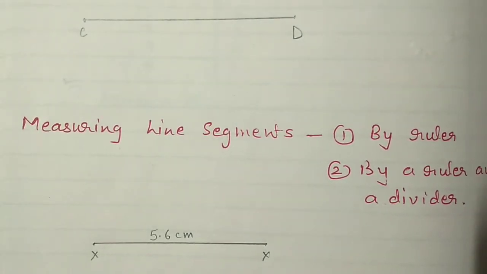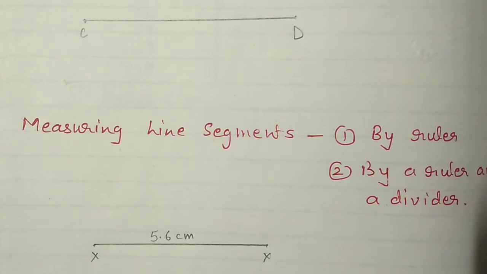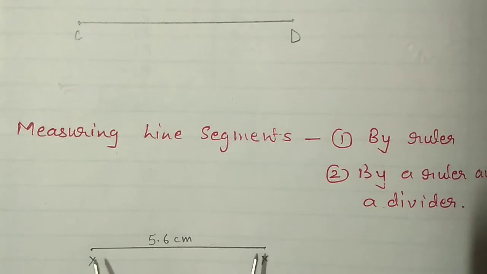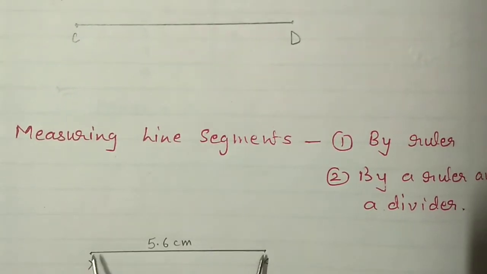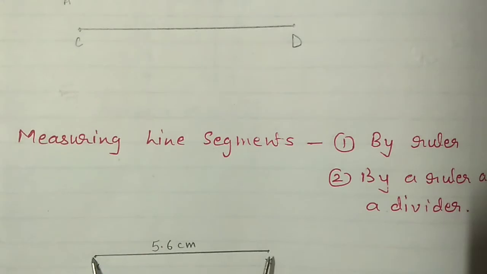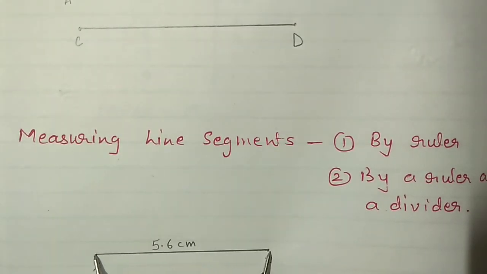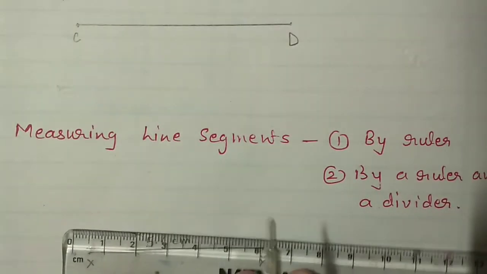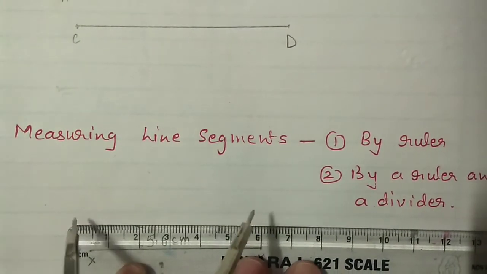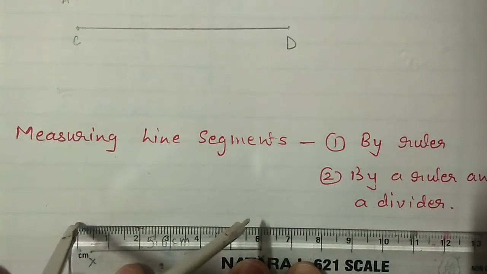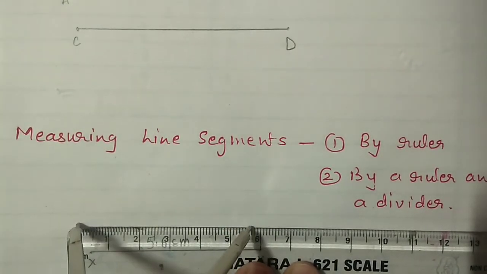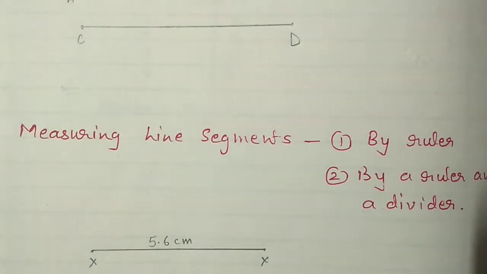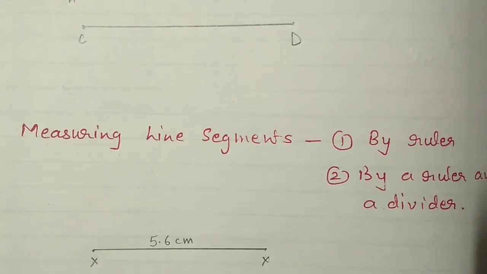And the second method is by using a ruler and a divider. How can we use ruler and divider together? For that, first you need to keep your divider on both ends of this line segment like this, and after this take this divider and keep it on the scale. First point you have to compare with 0 and then the next. So you can see here this is coming 5.6. So these are the two methods to measure a line segment.